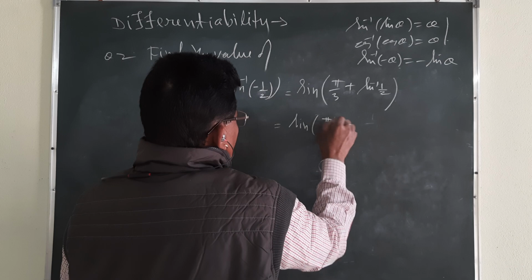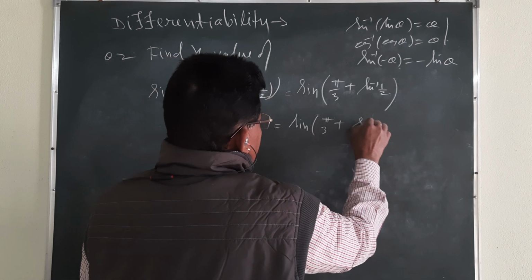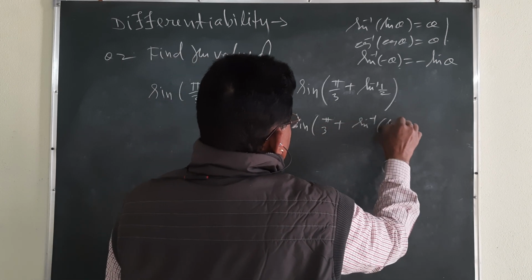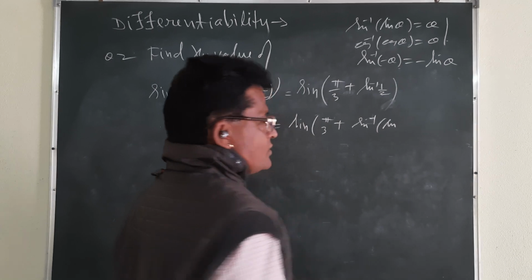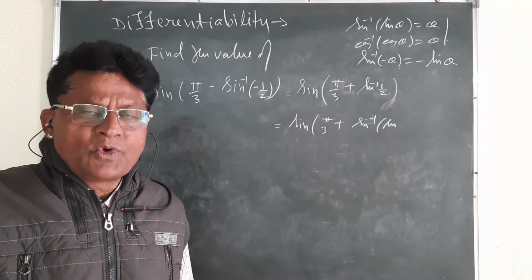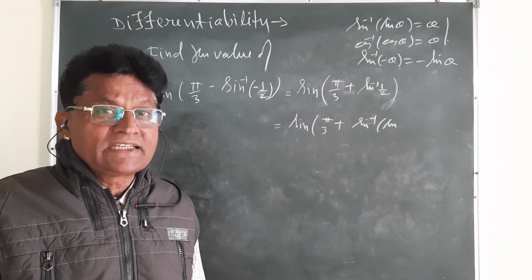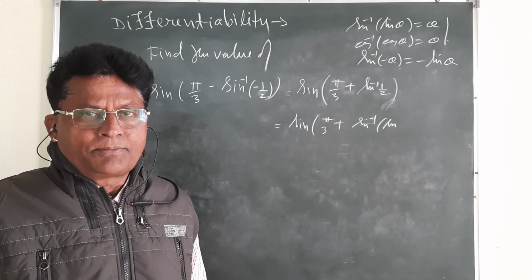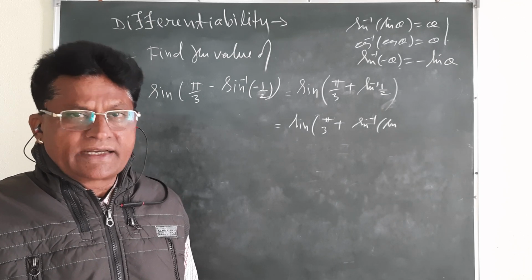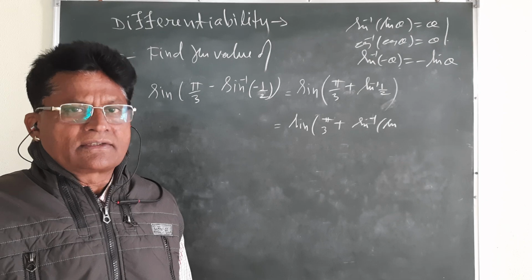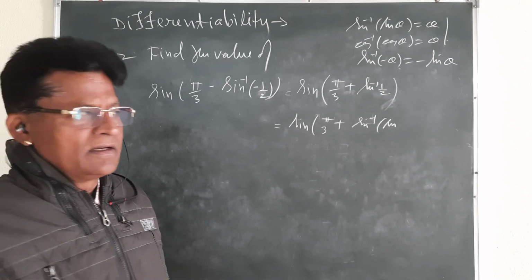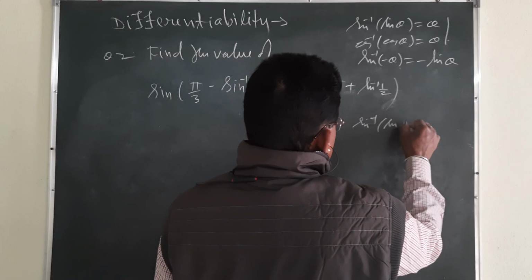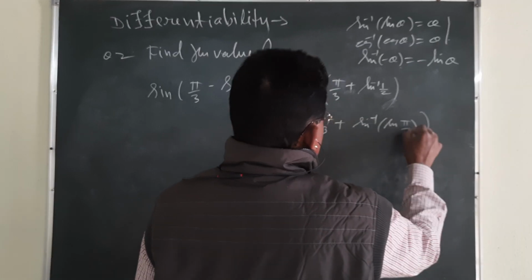Just before I told you, similar kind of question, sin inverse 1 upon 2. In case of sin, it is the value of which angle? 30 degree. And 30 degree you can write pi by 6. 180 by 6, you will get 30 degree. Okay, pi by 6.